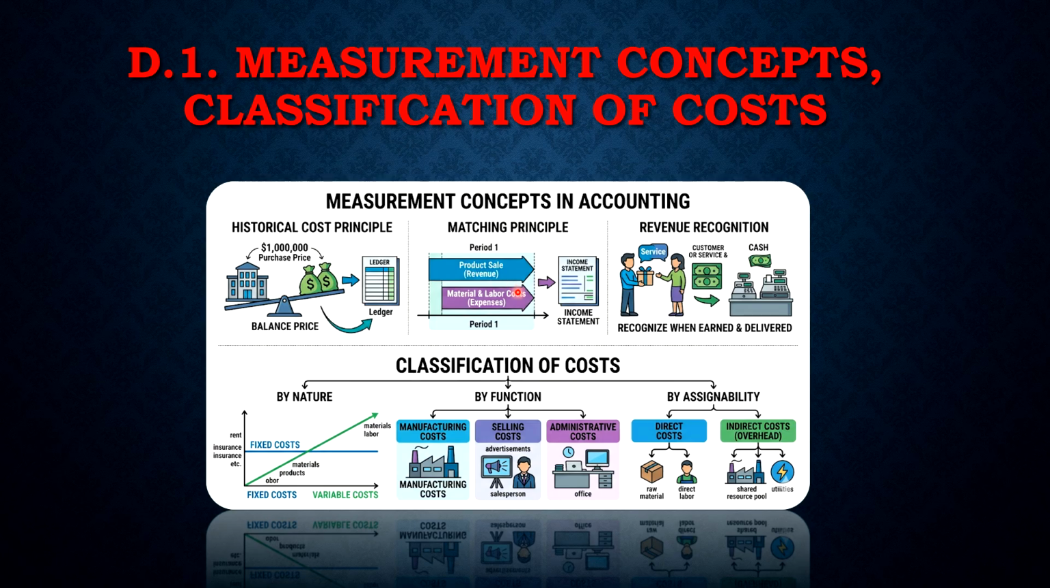In this video, we will be covering measurement concepts in classification of cost for CMA Part 1. In this lecture, we will understand important concepts such as cost versus expense, implicit cost, direct and indirect cost, and variable cost and fixed cost. I will explain these topics in a simple and easy way so that you can understand them clearly and use them in your exam. Let's get started.